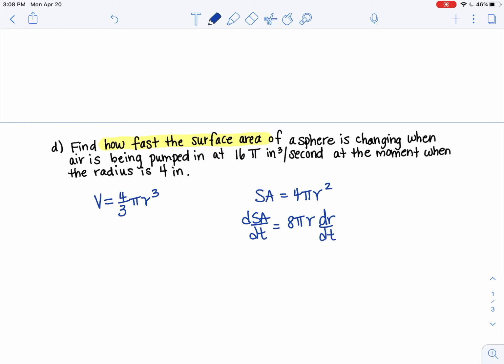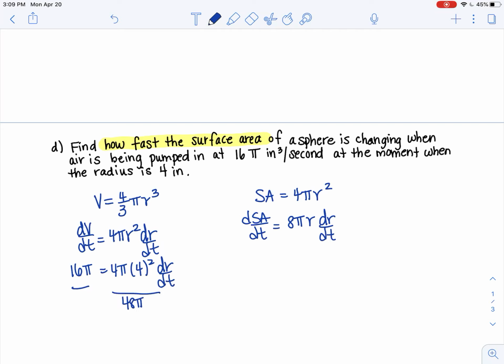So I'm going to have to use the fact that they're pumping air in, the volume of the air being pumped in is 16 pi inches cubed per second. Now, inches cubed per second is a rate of change of the volume. So let's take the derivative of the volume, similar to what we did before. So this comes out to be 4 pi r squared dr/dt. I know that dV/dt is 16 pi, so 16 pi equals 4 pi, my r is 4, squared, dr/dt.